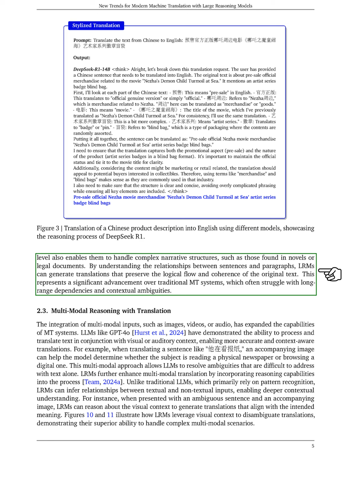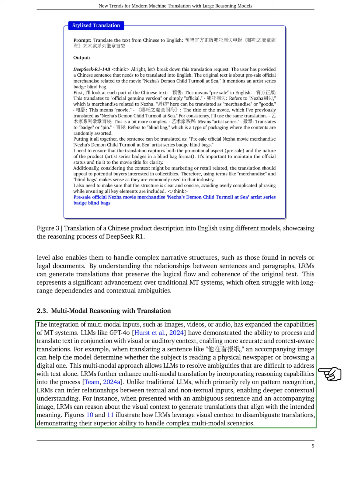Next, we explore multimodal reasoning in translation. The inclusion of various inputs, such as images or audio, has broadened MT capabilities. LLMs like GPT-4o can translate text while considering visual or auditory context, leading to more accurate translations. For instance, an image accompanying the sentence, "Ta zui kan bao di," helps clarify whether the subject is reading a physical or digital newspaper. This multimodal approach helps resolve ambiguities that text alone cannot.